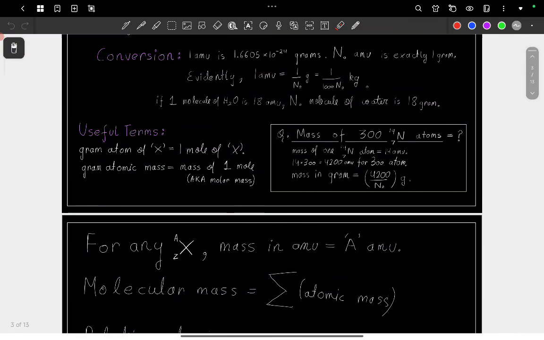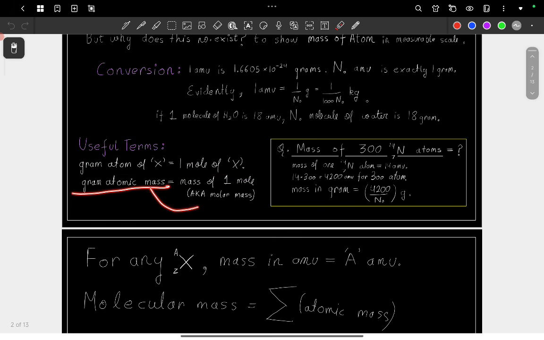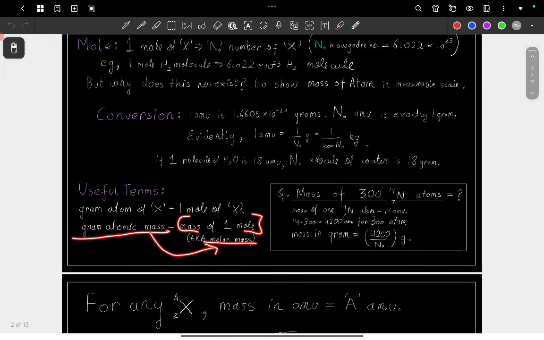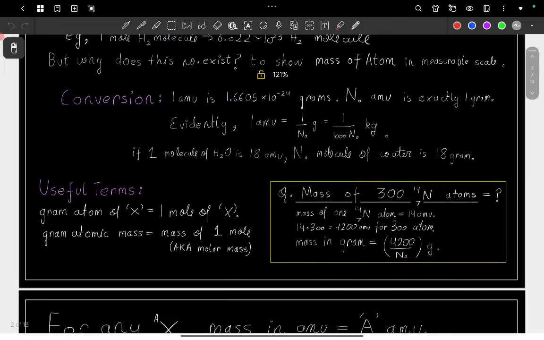Now, what is a gram atom? A gram atom refers to 1 mole of anything. 1 gram atom is 1 mole, and gram atomic mass is evidently the molar mass, which is the mass of 1 mole. Okay. Now, as a question, let's see what is the mass of 314 N7 atoms.